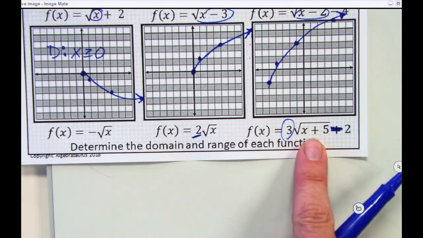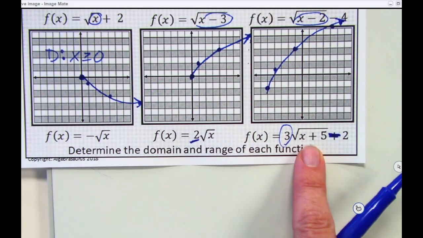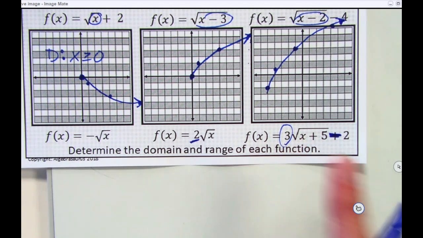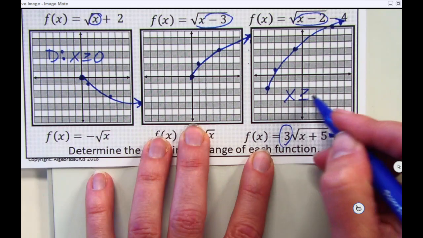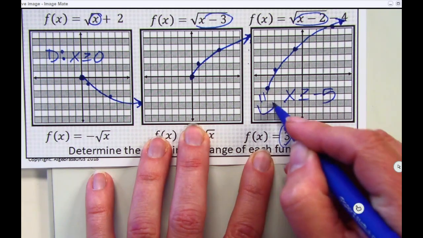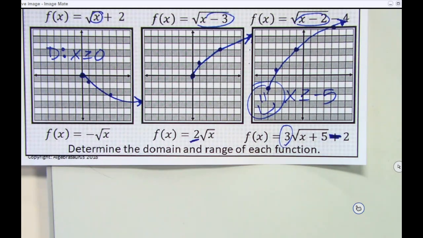What is my domain of this function? X is greater than or equal to -5. What was hard is now easy. Your assignment should be open, and you'll finish it rapidly, I believe.